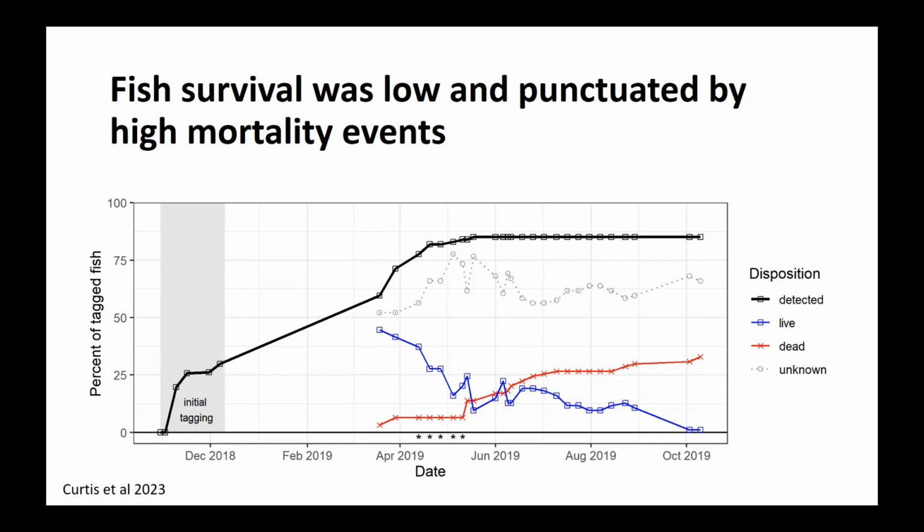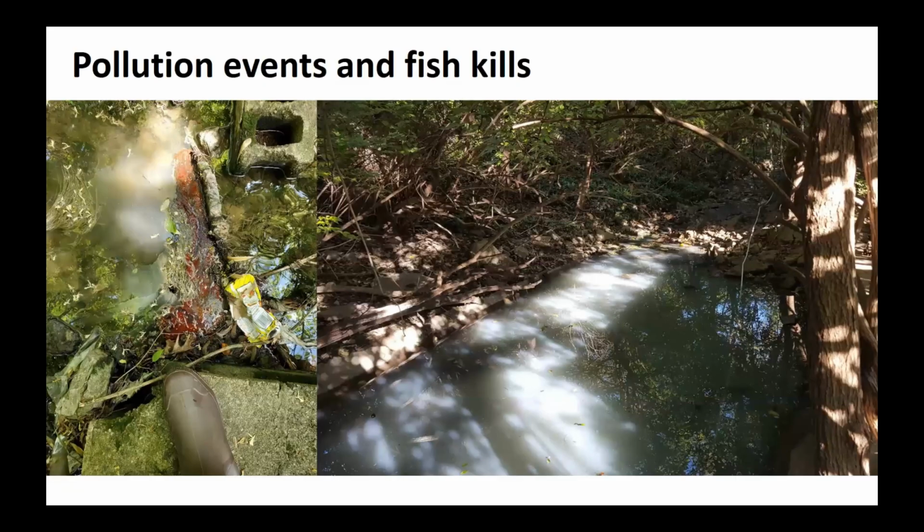That should give you even more of a context that fish survival in this urban stream was quite low. Over the course of about a year, we saw basically all of the fish in our system die. And some of this was punctuated by high mortality events. And those high mortality events seemed to mostly be coinciding with low flow pollution events.